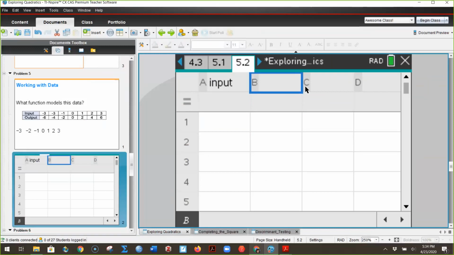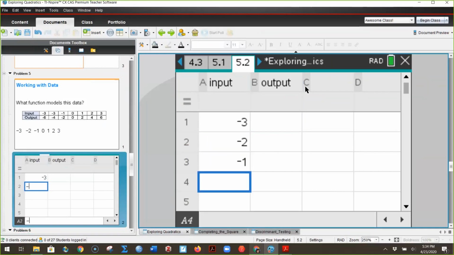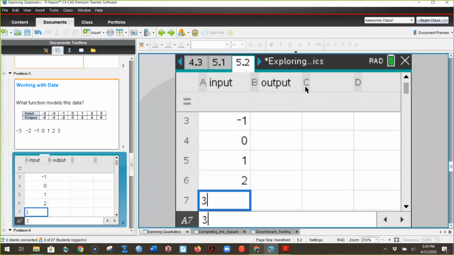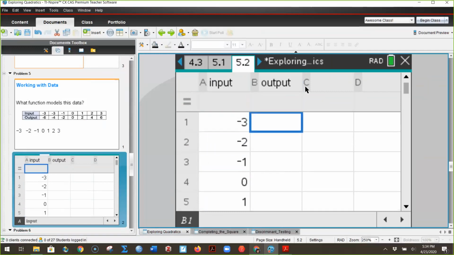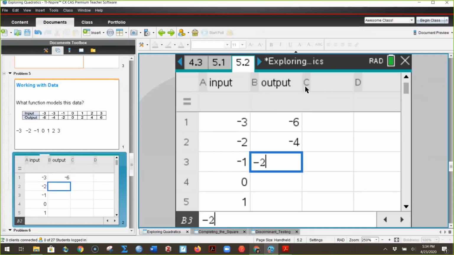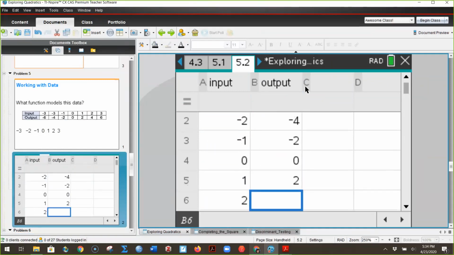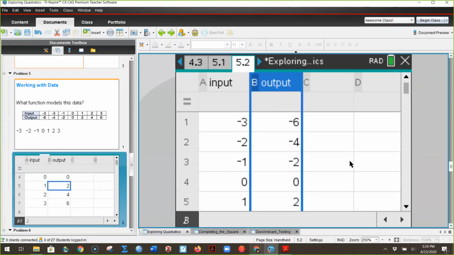It could have been time. It could have been height. It could have been anything like that. It is just data though. And then I have my output, and I will type these in correctly. So this is -3, -2, -1, 0, 1, 2, and 3. So I increased my values of my inputs, and then my outputs, I had a -6, a -4, a -2, a 0, a 2, a 4, and a 6. And so there's my data right here.